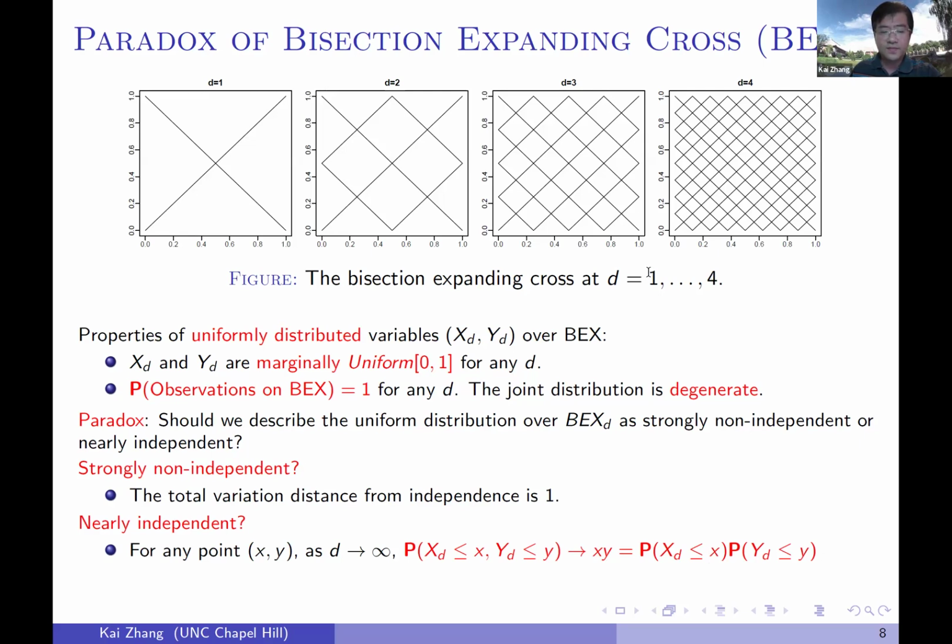So my question for you again: whether you would like to describe this distribution as strongly non-independent or nearly independent. If you prefer to describe it as a strongly non-independent distribution, please raise your hand in Zoom.